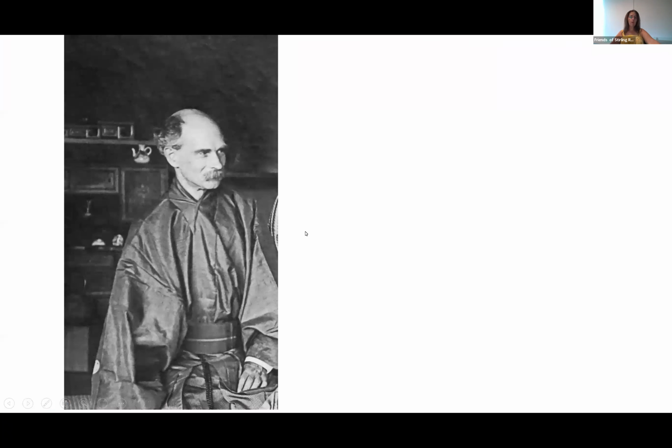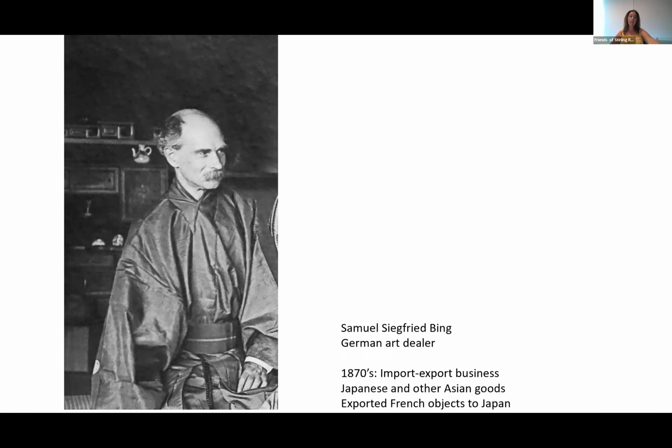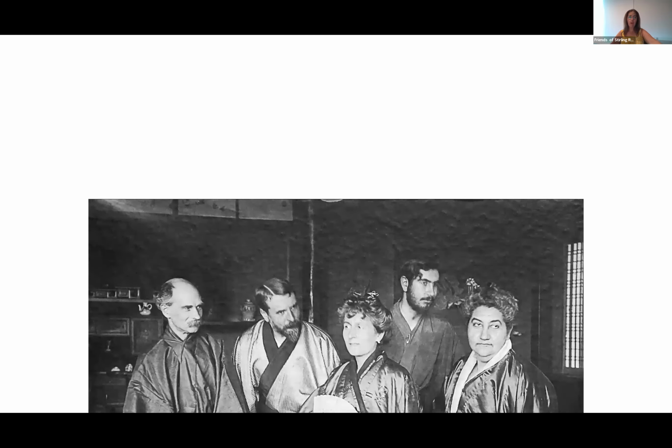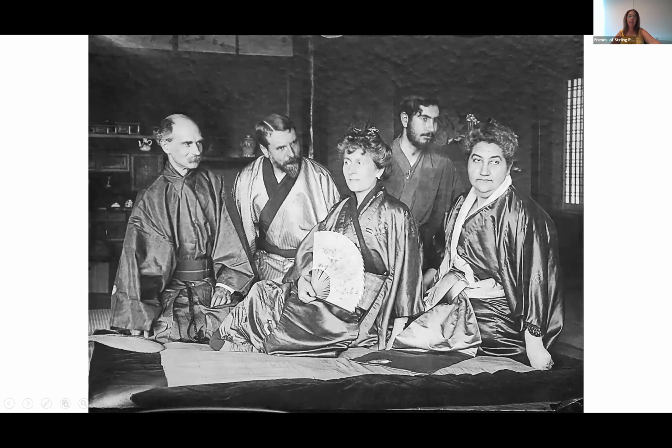We have another thing going on at that time. It is trade with the Far East, with the Orient. Samuel Siegfried Bing was a German art dealer living in Paris, and he's going to open up a store for import and export. He brings Japanese and other Asian goods to France, and he exports French objects to Japan. Here we have him in this photograph sitting down with some friends, and they are all wearing kimonos. So this is also something that we're going to see in the paintings by the Impressionists.